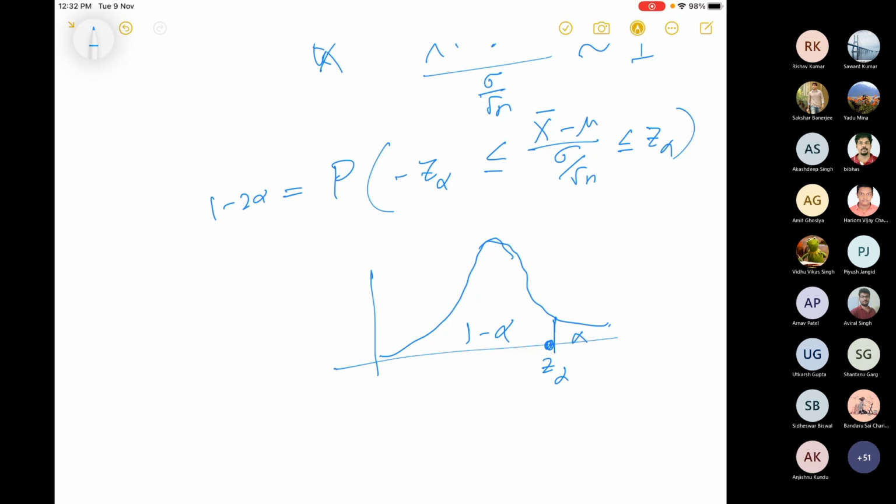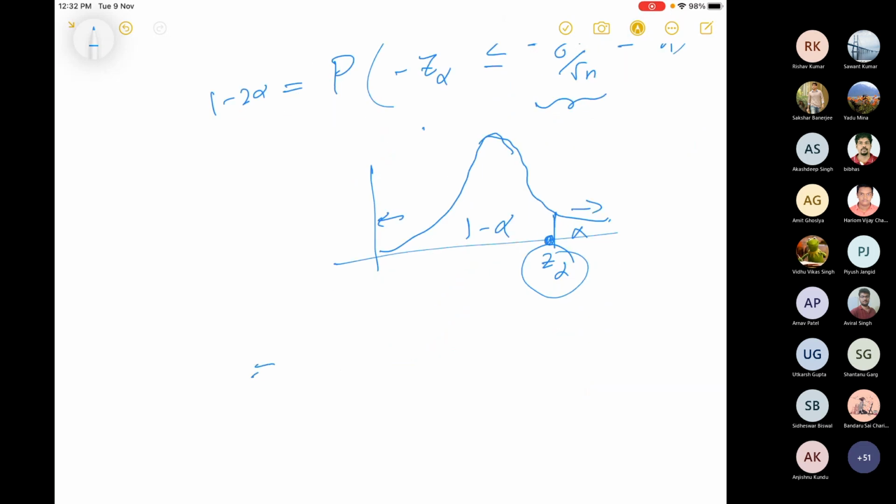Now see here, if this is standard normal, then it would lie between minus Z alpha and Z alpha. The probability should be 1 minus 2 alpha, because the right-hand side is alpha and the left-hand side is alpha, so in between the probability will be 1 minus 2 alpha. Using this simple calculation, we now have this interval.